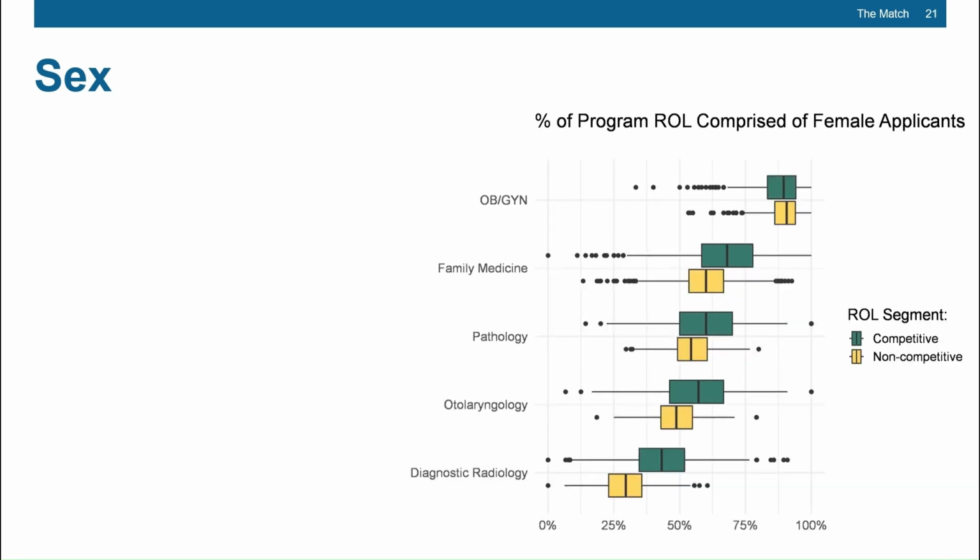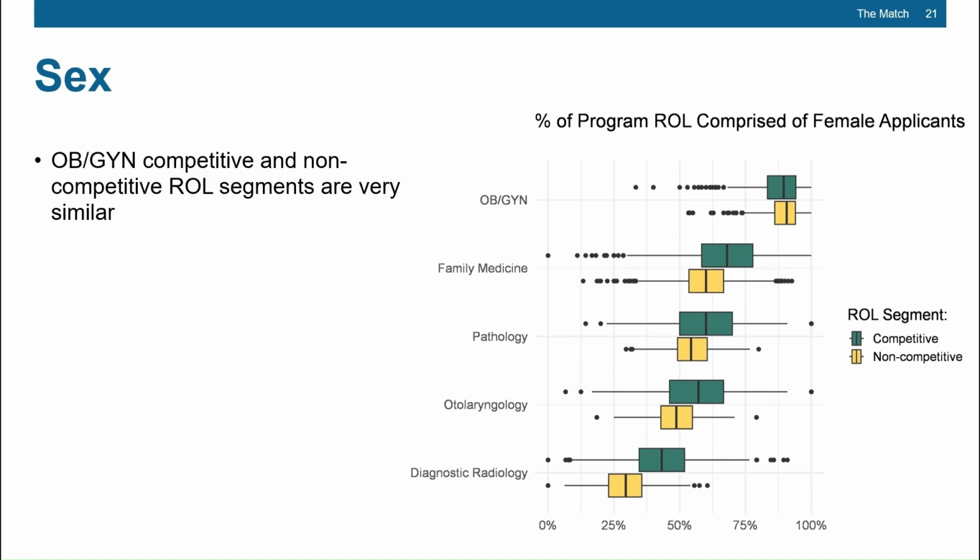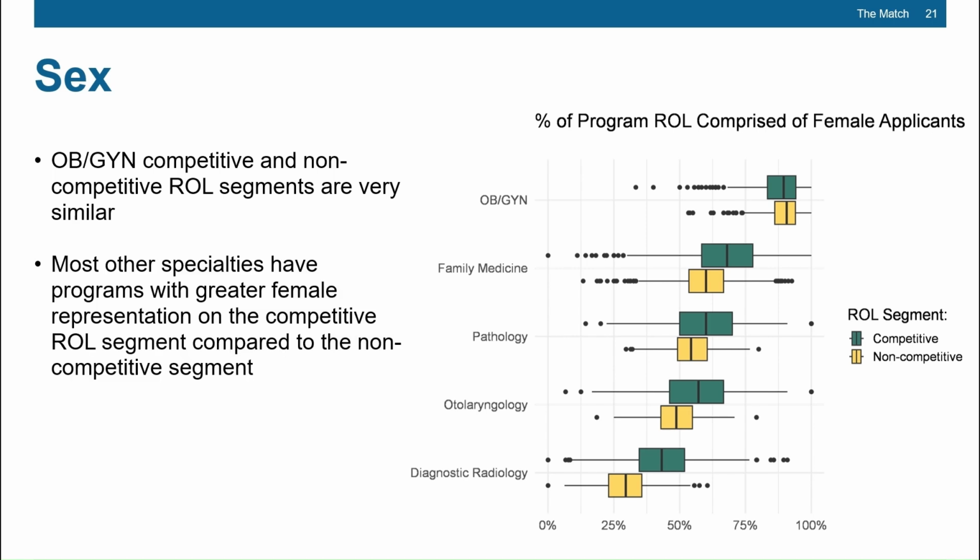Now we're going to compare the competitive and non-competitive sections of the role. Here, the green boxes represent the percentage of the competitive role comprised of females, and the yellow represents the percentage of the non-competitive role comprised of females. For OBGYN, the median lines in the green and yellow boxes are very similar, and the boxes entirely overlap. This suggests that in this specialty, which ranks predominantly females overall, these sections of the role are very similar, meaning there is very little evidence that programs differentially rank applicants competitively or non-competitively based on sex.